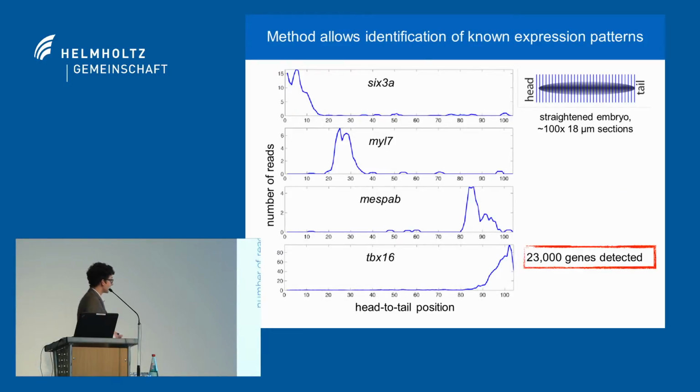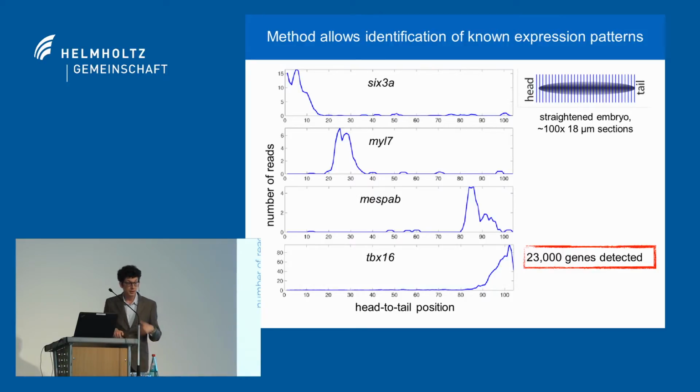So here's an example. In the simple example, we took such a zebrafish embryo, we removed the yolk, and we straightened it, and then we sectioned it into 100 slices from the head to the tail. Then we can create traces like the ones shown here. So we find that 6-3A here is expressed only in the head. We find MIL7 in the heart, the gene MESP-AB in the nascent somite, that's a transient embryonic structure, or TBOX16 in the tip of the tail.